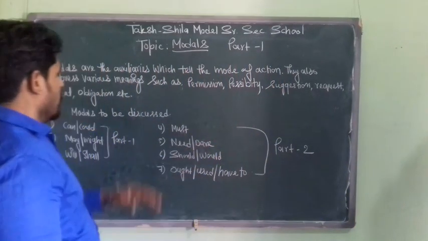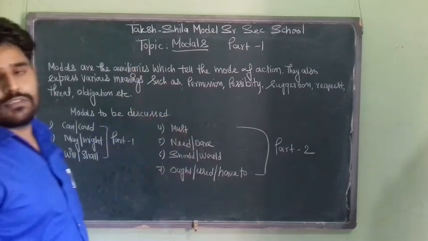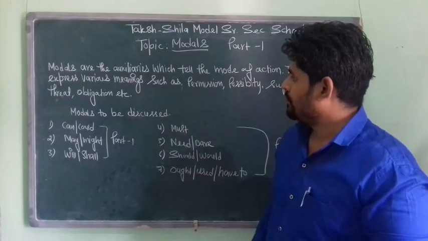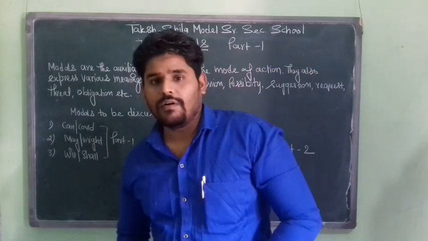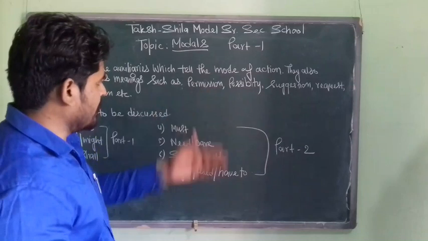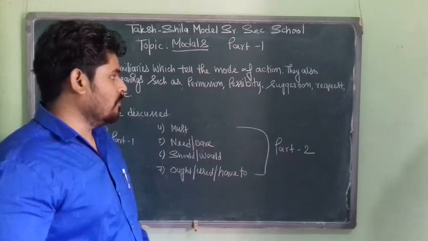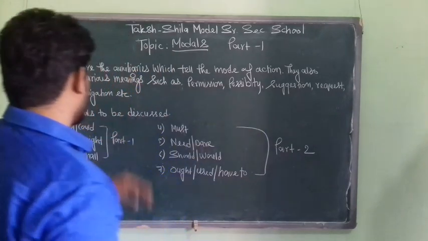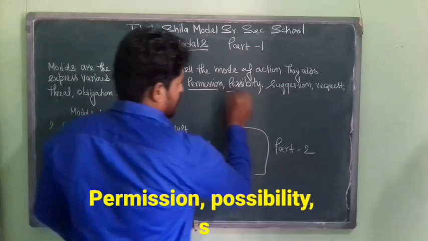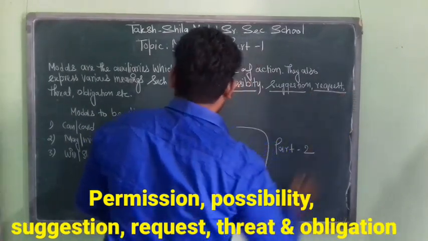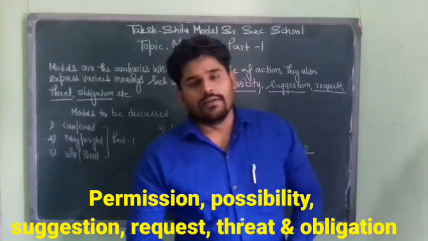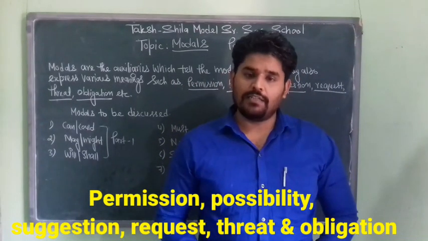So students, like the primary auxiliary verbs, models are also auxiliary verbs. And these auxiliary verbs actually tell us the mode of action. We will know how it actually expresses the mode of action. Apart from that, they also express various things such as permission, possibility, suggestion, request, threat, obligation, etc. So in the first place, models tell the mode of action.